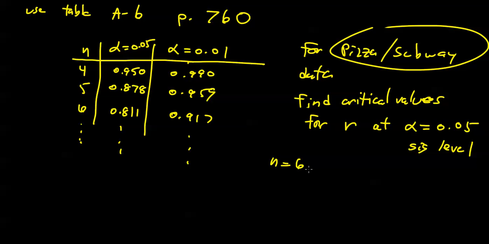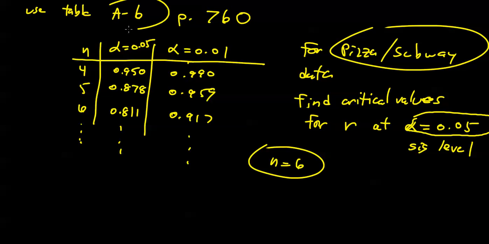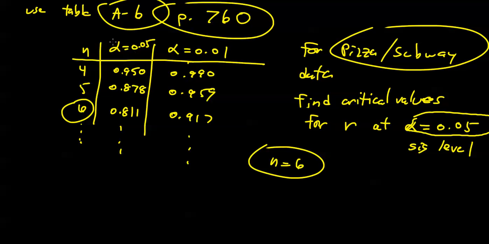So I look under n equals 6, and under n equals 6 and alpha equals 0.05, well, I can look in Table A6 on page 760. If n equals 6 and alpha equals 0.05, that means I've got a critical value for R of 0.811.